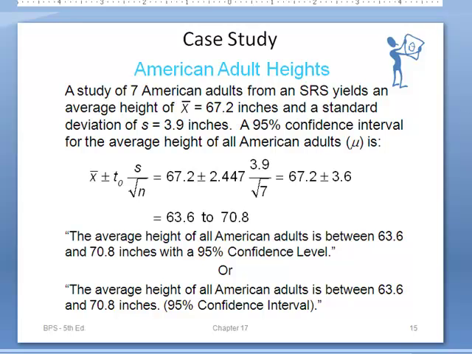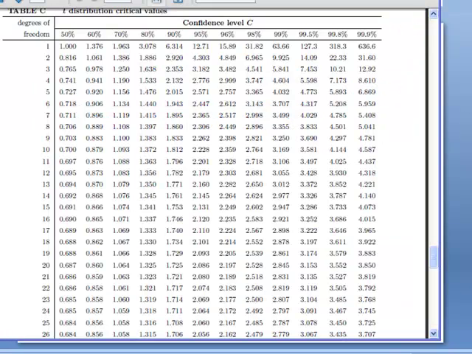And look, we have our sample mean plus or minus our critical value, times our sample standard deviation divided by the square root of n. With a critical value for a 95% confidence interval, but how many degrees of freedom do we have? 6. So that's where that 2.447 comes from. Looking at the chart, a 95% confidence interval with 6 degrees of freedom, it intersects at 2.447.